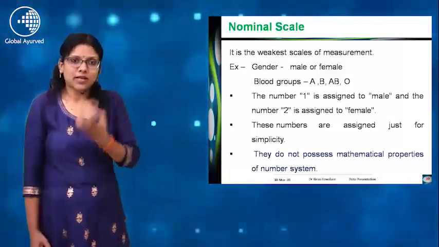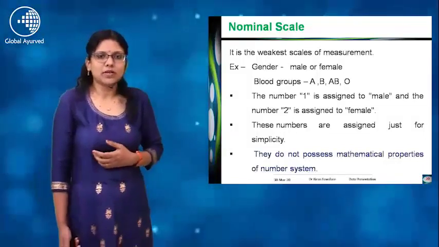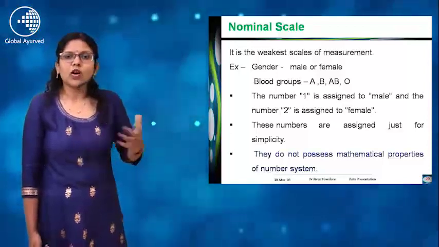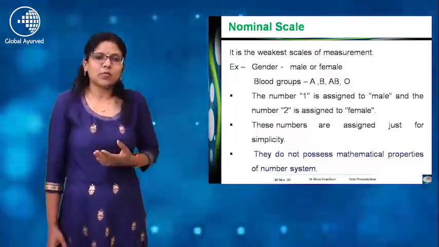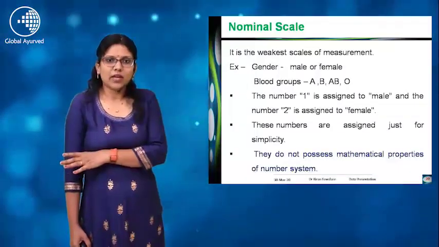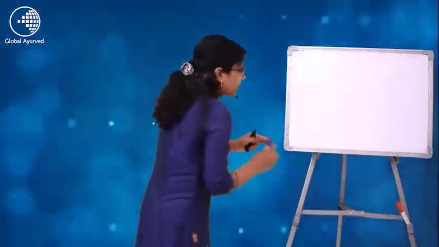If such a type of data is available with us, we can use the nominal scale to measure such a type of data. These numbers are assigned just for the simplicity. They do not possess any mathematical properties of number system. Which are the mathematical properties? Addition, subtraction, multiplication, division.